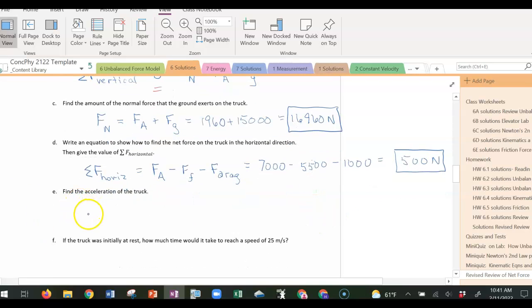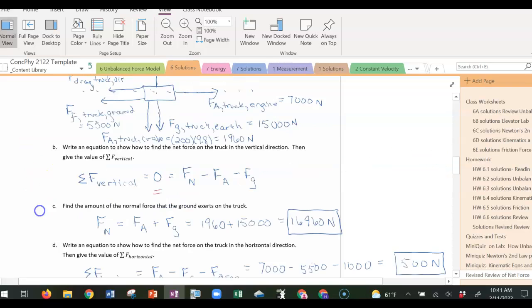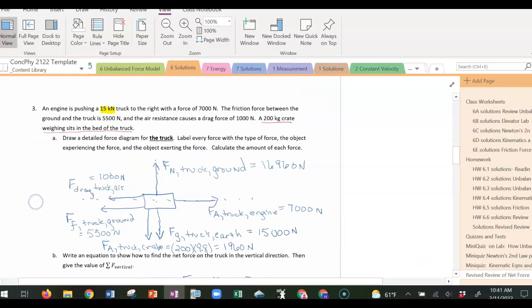So what is the acceleration of the truck? Here I'm going to use Newton's second law, that the acceleration equals the net force divided by the mass. Well, I know that the net force is 500 newtons. Do I know the mass of the truck? Let's go look. I don't yet. They gave me the weight of the truck as 15 kilonewtons. So that means that the mass of the truck would be 15,000 newtons divided by 9.8.